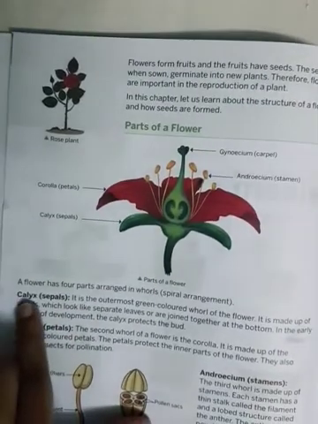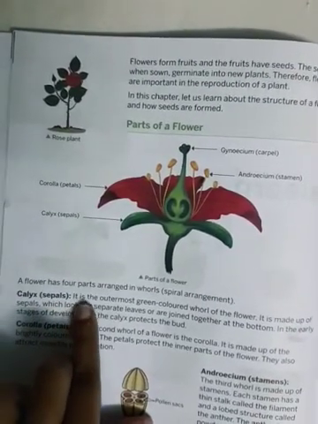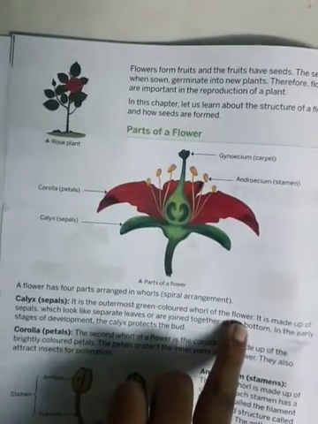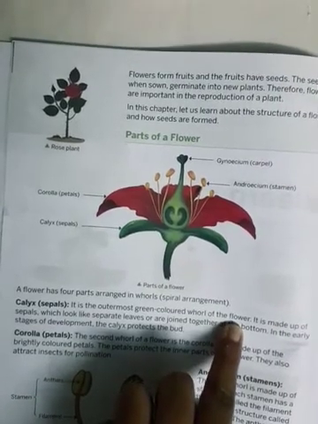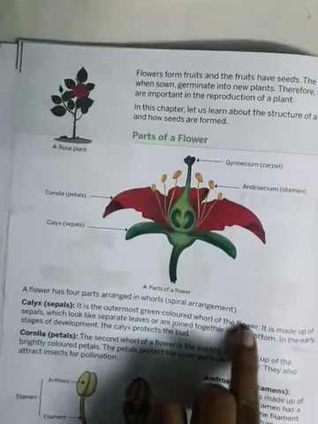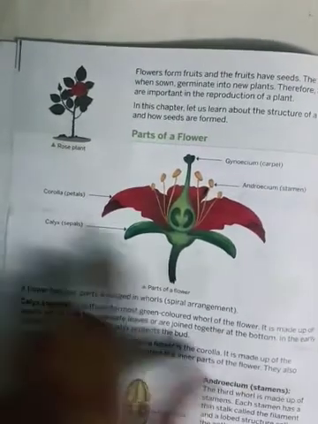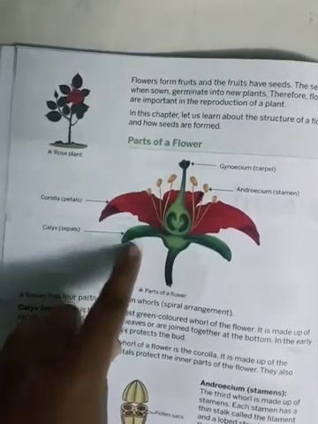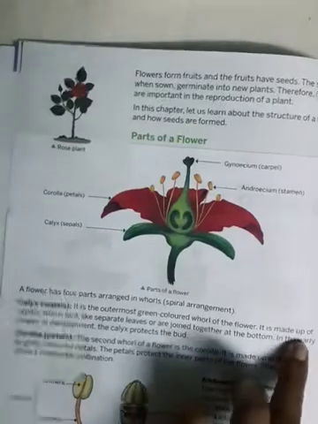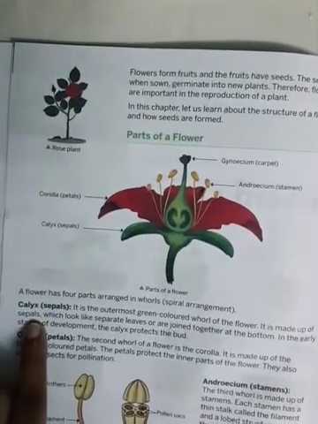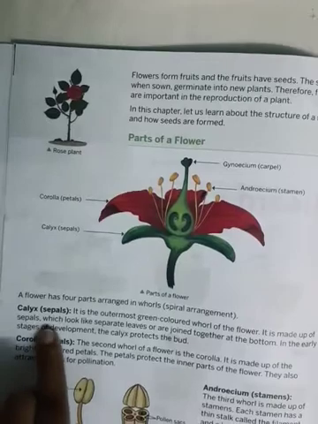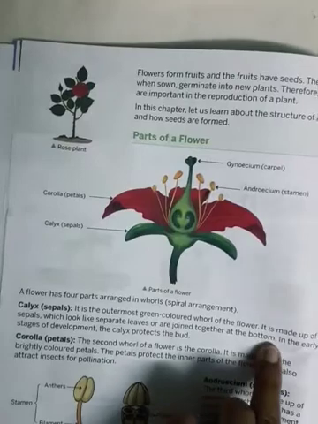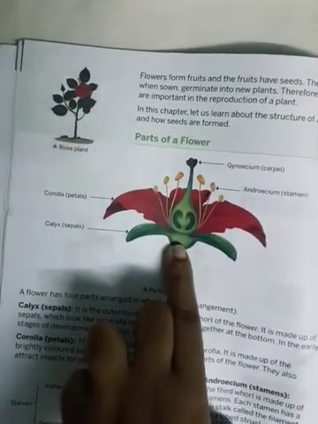Also see, now calyx, it is the outermost green colored whorl of the flower. So the calyx is the outermost green colored whorl of the flower. So this is the calyx. Can you see this? The green colored whorl. Okay, so this is called the calyx. It is made up of sepals. What is it made up of? It is made up of sepals, which look like separate leaves or are joined together at the bottom. See, it is joined here together at the bottom.